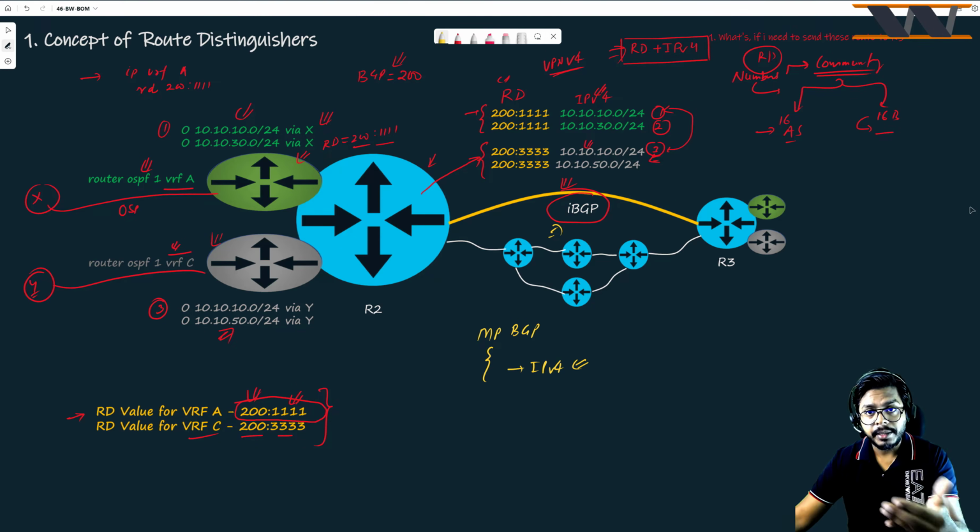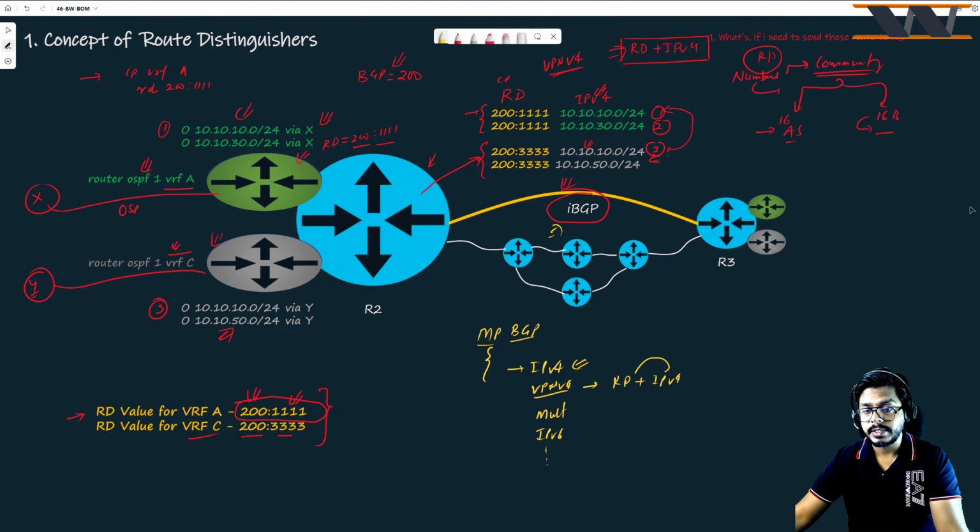And now I am saying it can send VPNv4 routes. What are the VPNv4 routes now? These routes are actually your RD value plus IPv4. If you are sending RD along with the IPv4 value, then these routes are VPNv4. Believe me, guys, this routing protocol can take the multicast routes also. It can take the IPv6 routes also, and so on. And that is why we are calling this protocol multiprotocol BGP.